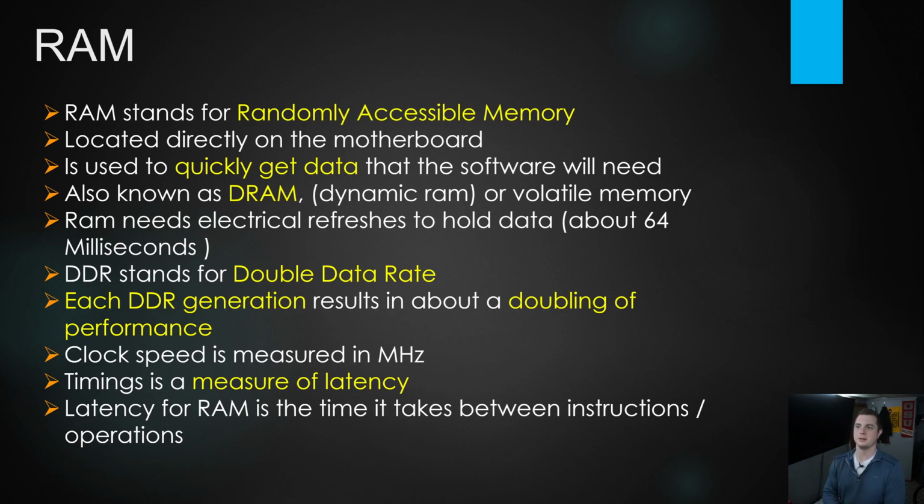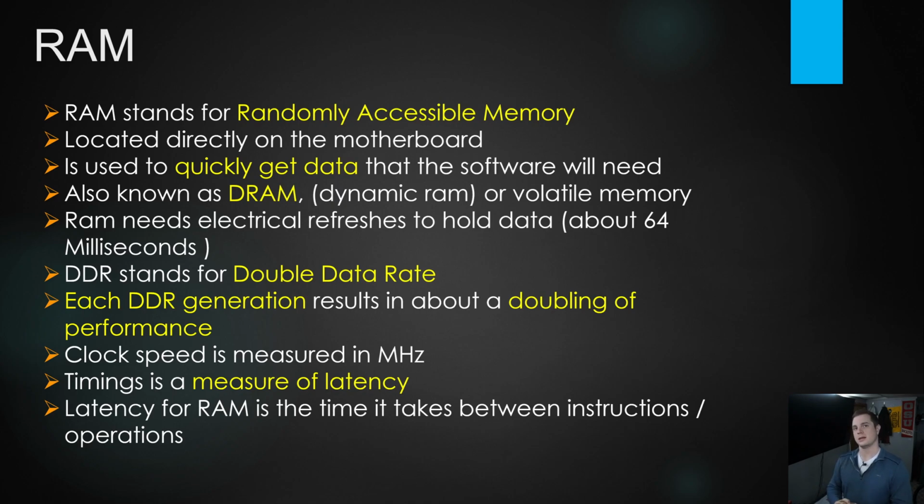Clock speed is typically measured in megahertz for RAM. That can change eventually because we're getting closer to that gigahertz barrier. And then timings, mostly CAS we're talking about here, but the timings that you find on your RAM, like 16, 16, 16, 34, are the measure of latency for that RAM.